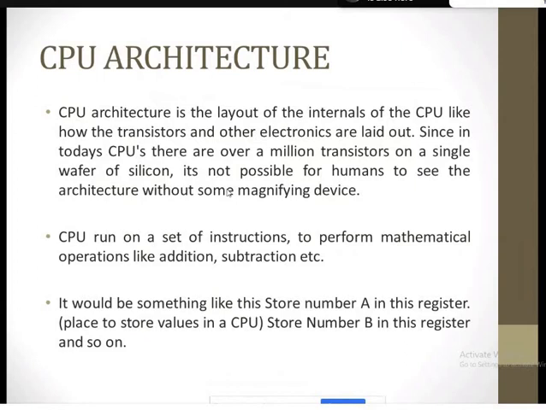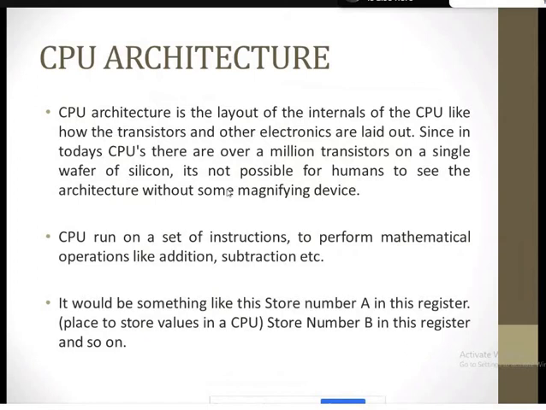CPU architecture is the layout of the internals of the CPU, like how the transistors and other electronics are laid out. Since in today's CPUs, there are over a million transistors on a single wafer of silicon, it's not possible for humans to see the architecture without some magnifying device.